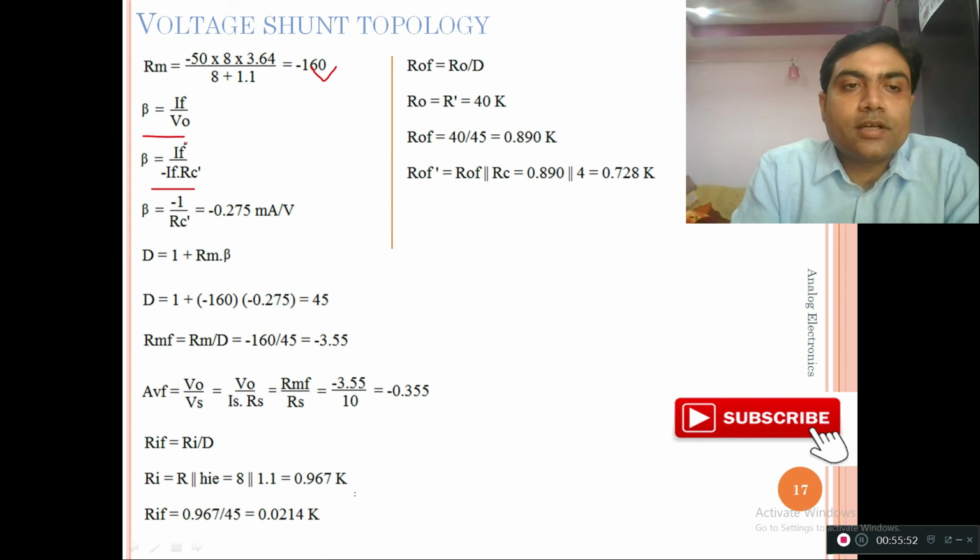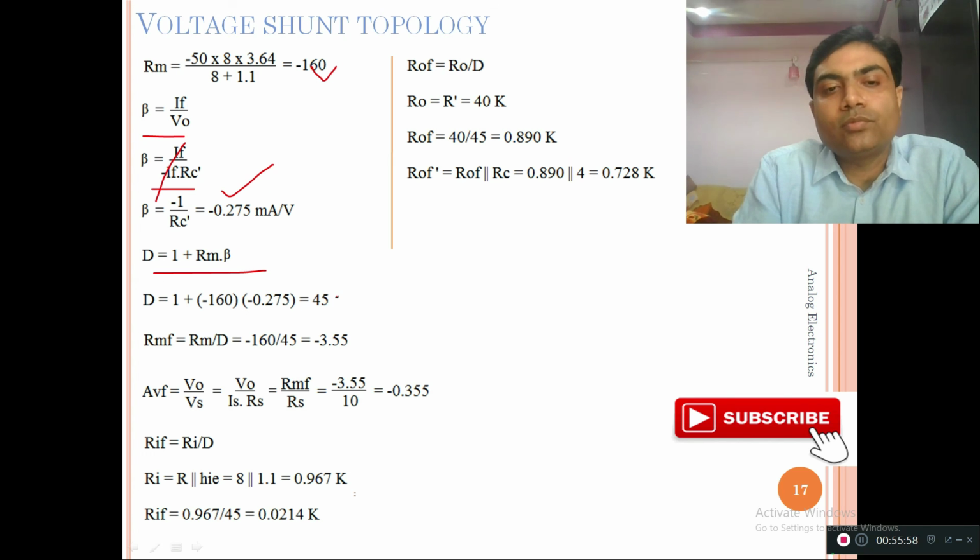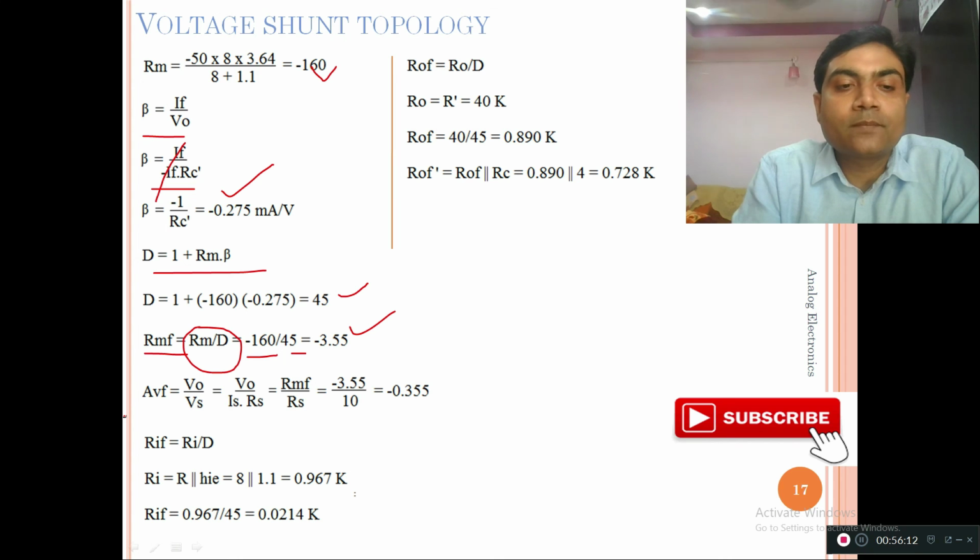So IF gets cancelled out here, so we can get the value of the beta. By the value of the RM and beta we can calculate the value of the D, that is nothing but the 45. Now with the value of the D we can calculate the value of the RMF. RMF is nothing but RM upon D. RM is minus 160 and D is 45, so we can calculate the value of the RMF from here.